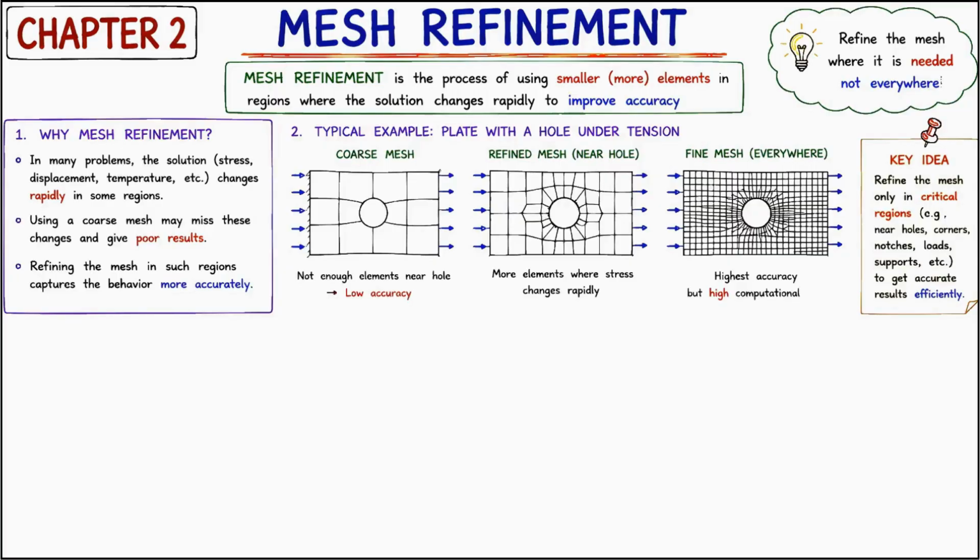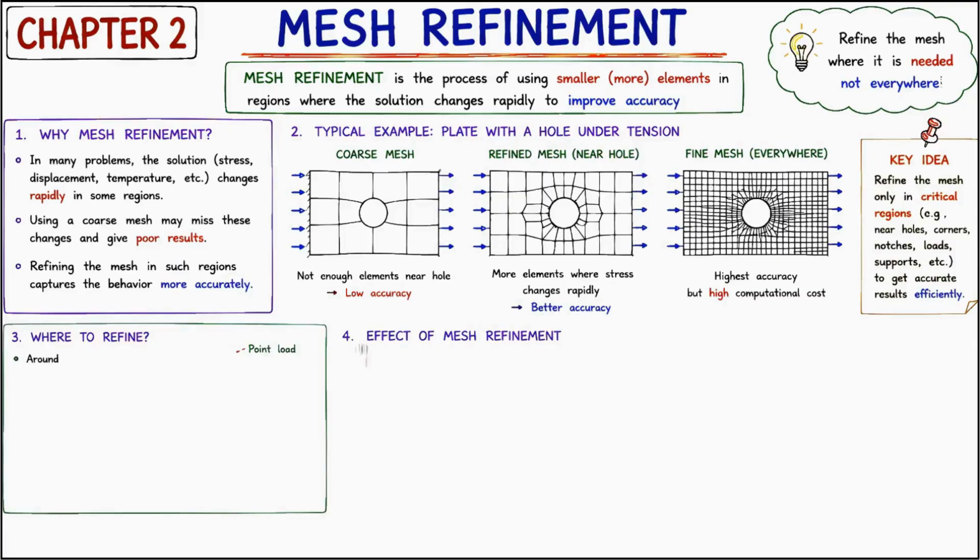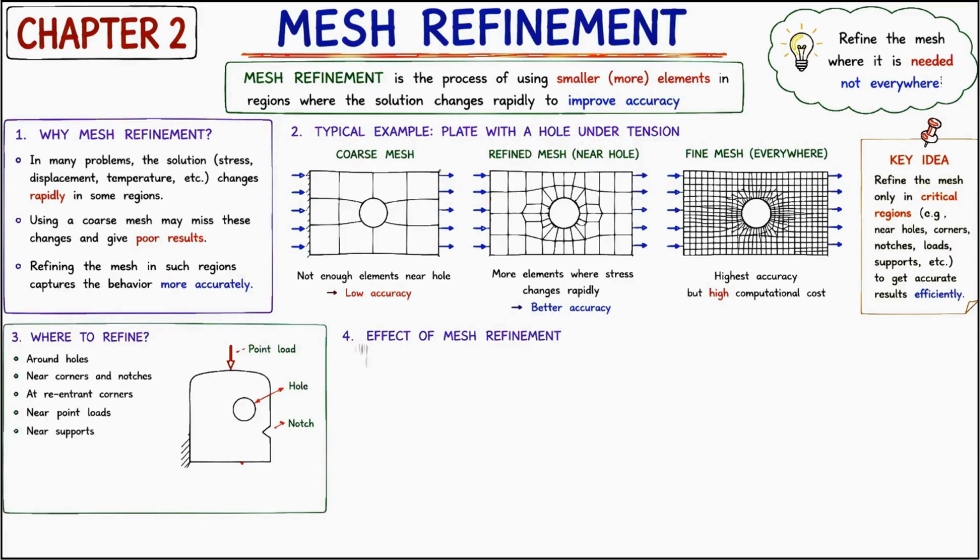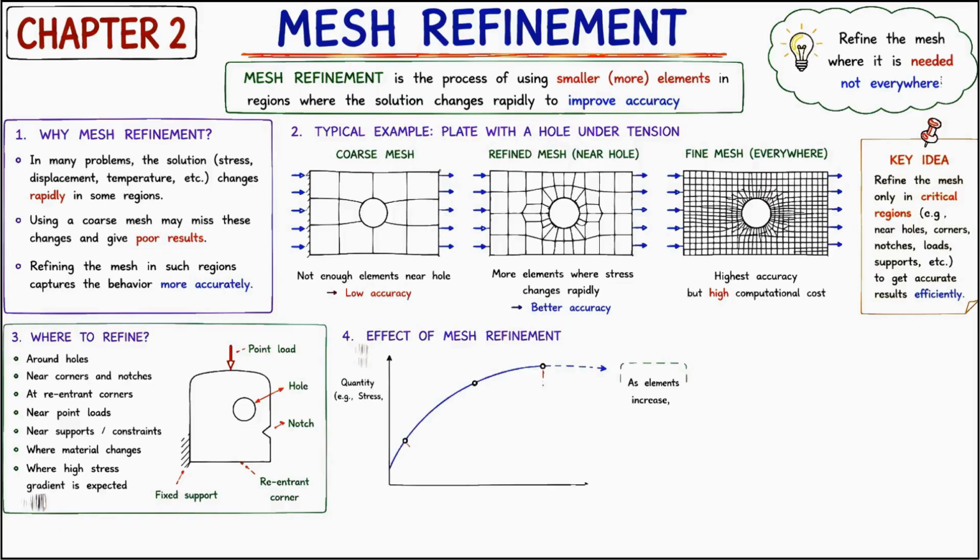Now, look at the example shown in the center of the poster. A plate with a circular hole subjected to tension. First, observe the coarse mesh. Notice that there are only a few large elements around the hole. Since the stress concentration near the hole is very high, this mesh cannot accurately represent the stress distribution. As a result, the solution has relatively low accuracy.